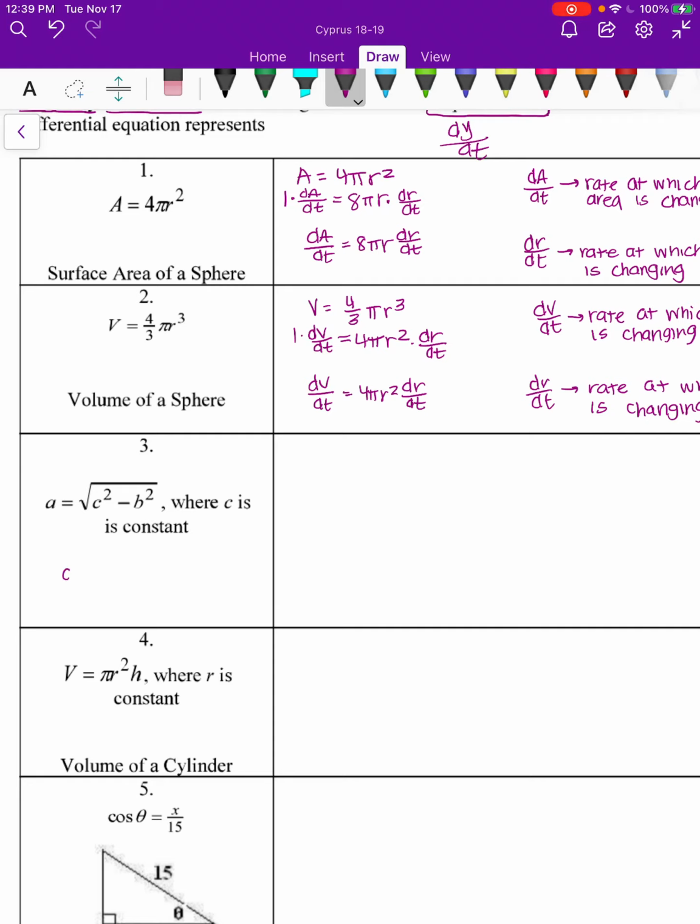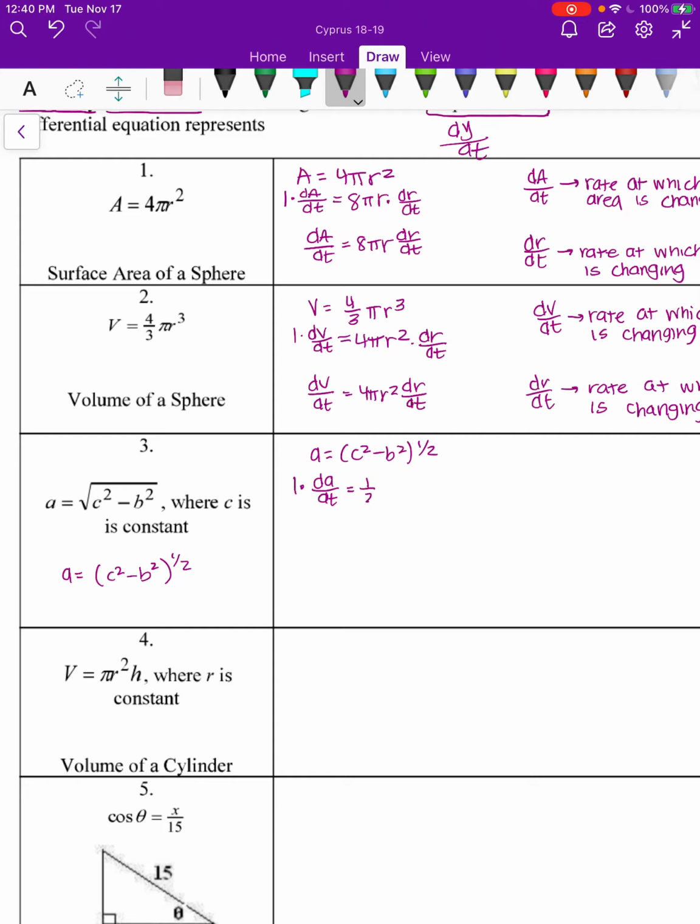Okay. I am going to rewrite this though because I do not like having radicals. I want to rewrite it as a power. Okay. So differentiate both sides. So the derivative of a is just 1 times dA dt equals, now this is a chain rule, right? We have c squared minus b squared on the outside, and 1/2 is our power on the outside.